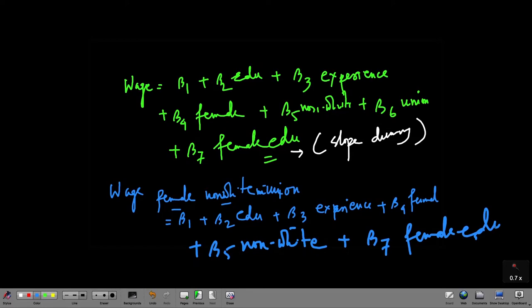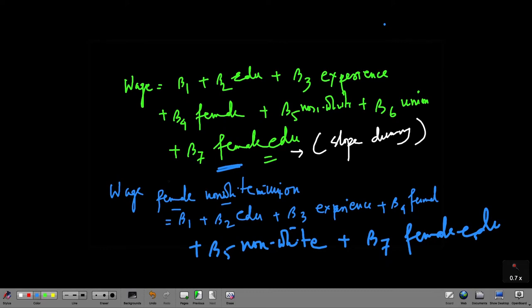Now, if I look at only males, then beta 7 is going to be omitted. So, in this case, if I am actually talking about males, then beta 7 is going to be omitted. So, this is how we will understand the reduced form of the regression equation here.